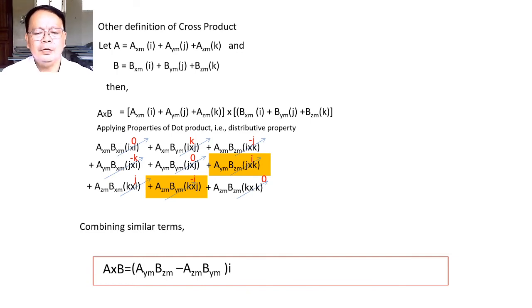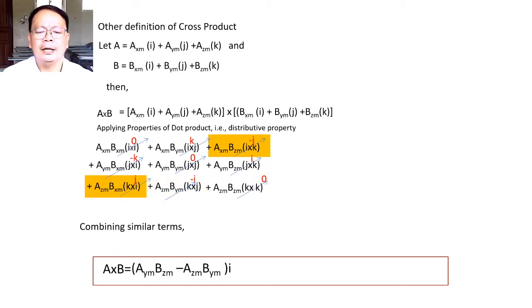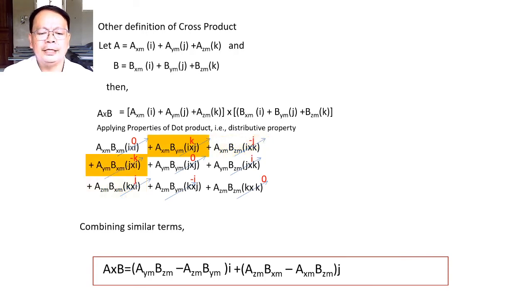Plus these two terms that are similar, both having the coefficient of negative, the term of J. And if this is substituted with the values, rearranging them, we will have AZM BXM minus AYM BZM times J. And then finally, this one will be arranged, that would be equal to AXM BYM minus AYM BXM multiplied by K.